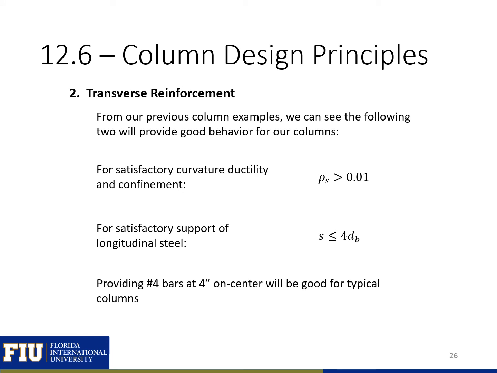From our previous discussions on columns, we know that a transverse reinforcement ratio greater than about 0.01 is going to give us good curvature ductility and confinement. And we also need to provide spacing less than about 4 times the diameter of our longitudinal bars to make sure that we don't have buckling of our longitudinal bars. Typically, providing number 4 bars at 4 inches on center is going to be a good starting point to give us a good ductile column.